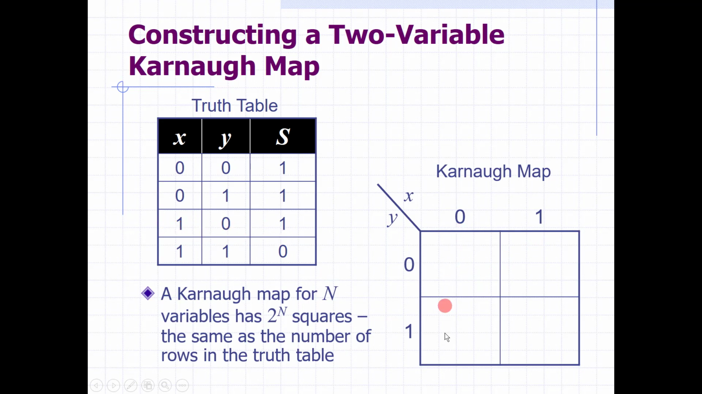So we should work down. The first one goes in this box. The second one goes in the box below it. The third one goes in this box. And then the last 0 goes in the fourth box. This is just rewriting the truth table. And it gets this fancy name, Karnaugh map.